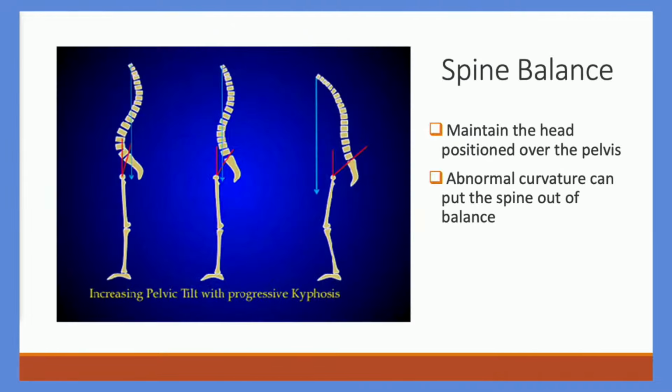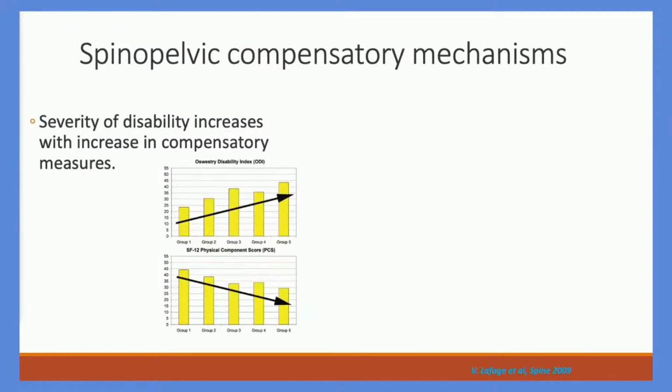In this diagram again, we see an aligned spine, and as the spine begins to become out of alignment, we can see that the pelvis starts to change shape through the retroversion, and then as the spine begins to progress forward, we see the progression of deformity.